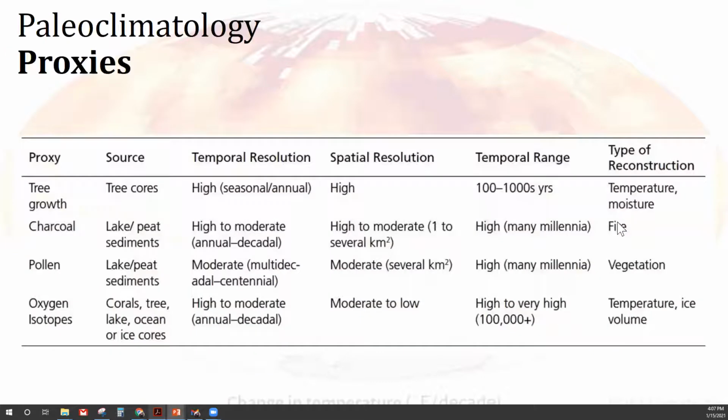So, and I like this figure too. This is what you would typically find anytime you're talking about paleoclimate. People often reference these four different metrics, often together, right? So you look at tree growth, and then you look at charcoal sediments in lakes, and you look at pollen, and you look at oxygen isotopes, and together you get a really comprehensive idea of past climates.